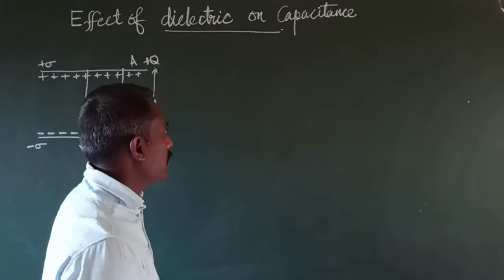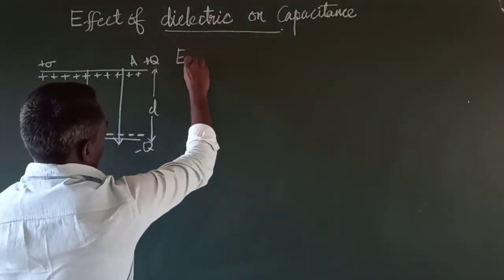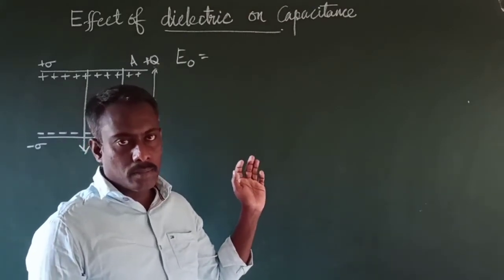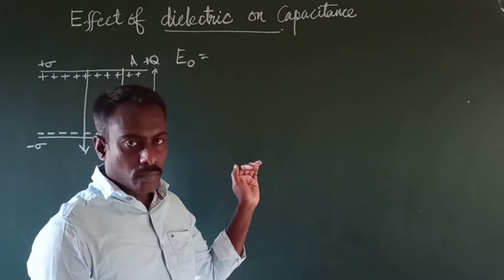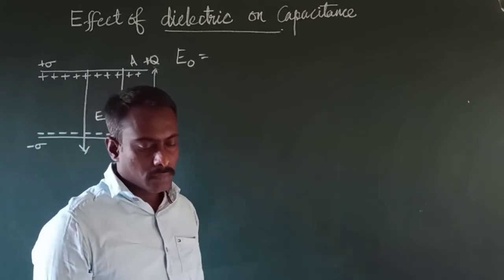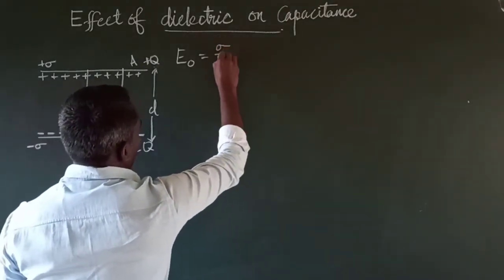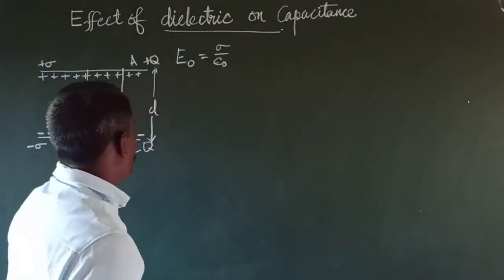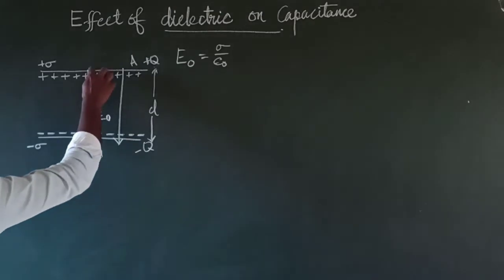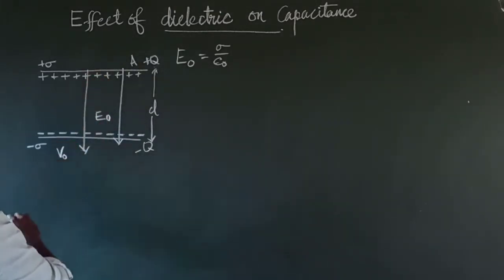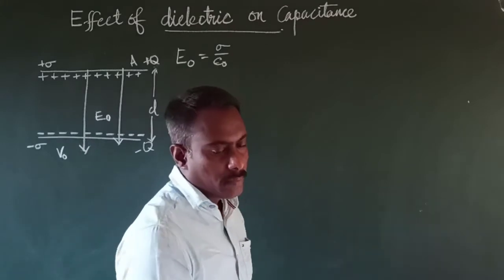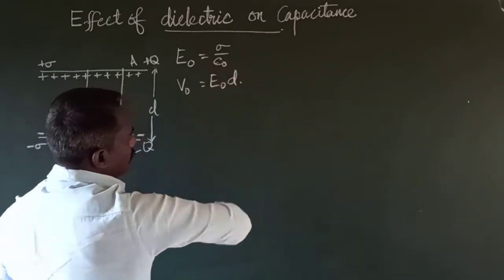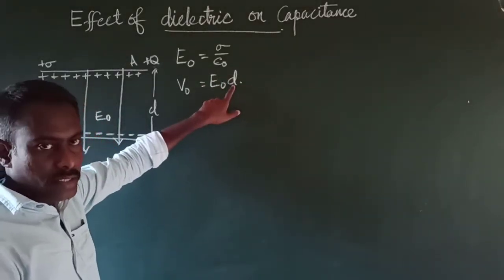Therefore the electric field produced can be taken as E naught, the electric field in the region between the two plates. That is equal to sigma divided by epsilon 0, where epsilon 0 is the electrical permittivity of vacuum. The potential difference between these two plates can be taken as V naught, which is E naught into D, where D is the distance separating them.